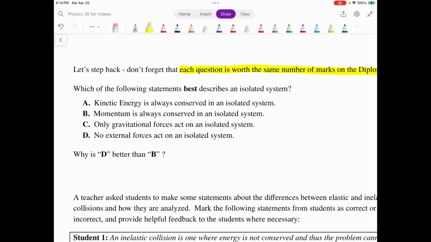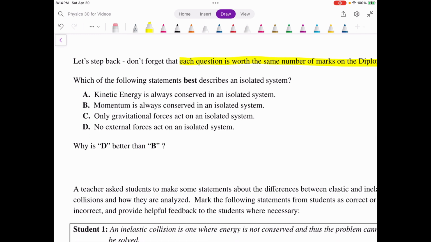So, which of the following statements best describes an isolated system? Got 4 options here. A, kinetic energy is always conserved in an isolated system. Well, that's actually not even really true. Total energy is always conserved in an isolated system, but kinetic energy doesn't have to be conserved in an isolated system. It could be converted from one form to another. So that one, I don't think that's a very good definition.